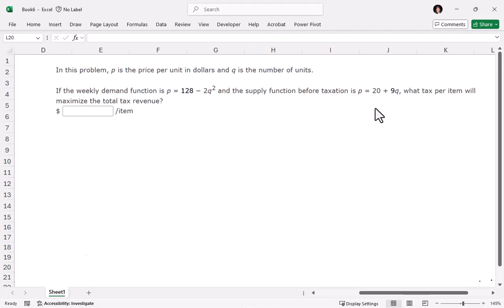We have a demand function and a supply function before taxation. What tax per item will maximize the tax revenue?